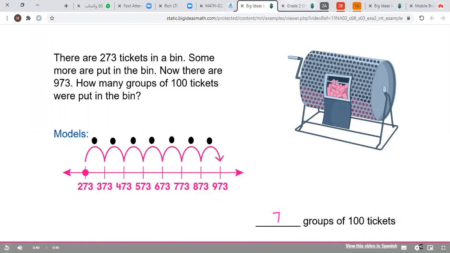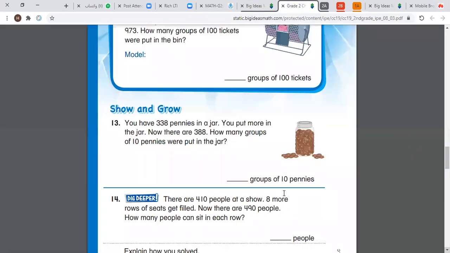Now let's answer the next question. So pay attention to understand. There are 410 people at the show. No, it's number 13 first. Number 13, you have 338 pennies in a jar. You put more in the jar. Number 13, grade 2, pay attention please. You have 338 pennies in a jar. You put more in the jar. Now there are 388. How many groups of 10 pennies were put in the jar?